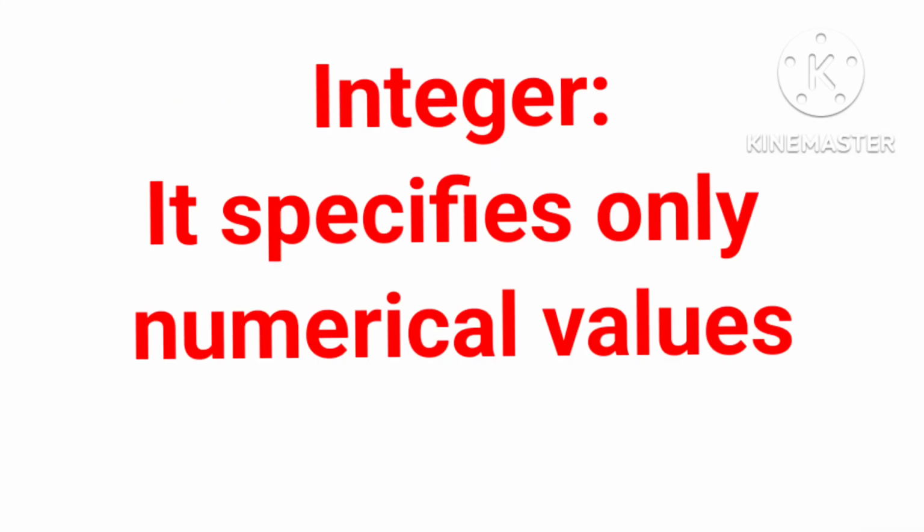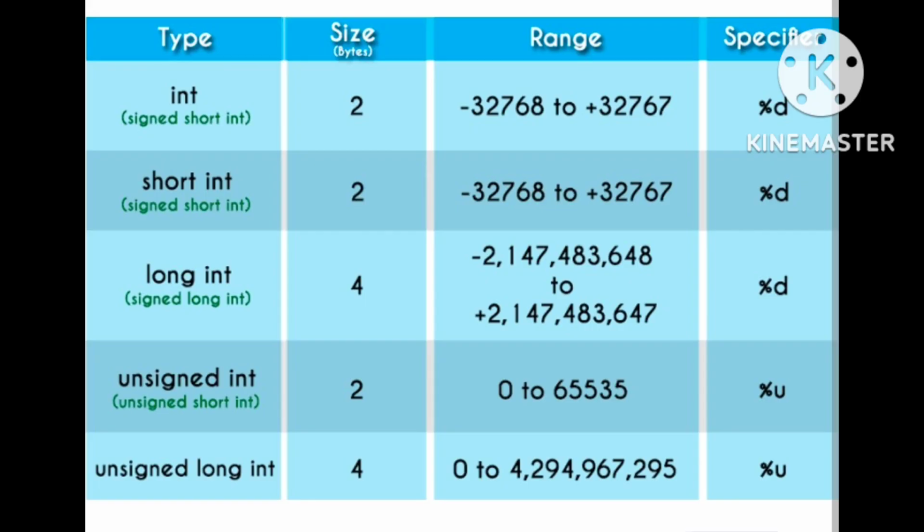Integer data type. This data type specifies only numerical values without decimals, and these variables are declared with int. Size of the integer data type: signed short int 2 bytes, short int 2 bytes, long int 4 bytes, unsigned int 2 bytes, unsigned long int 4 bytes.